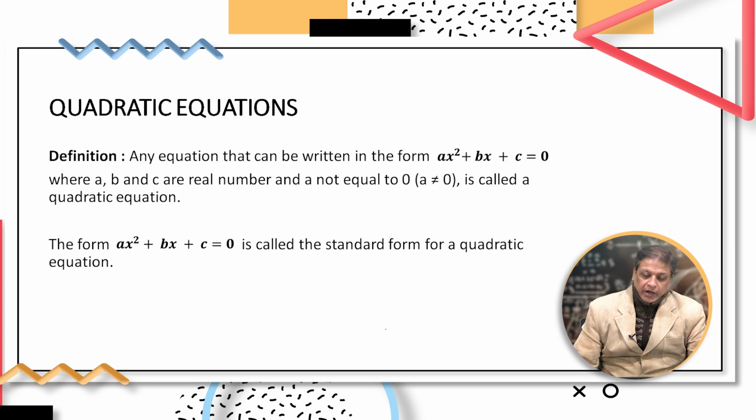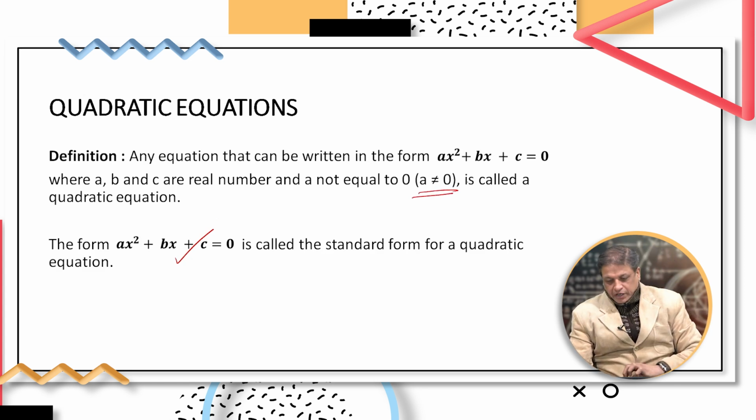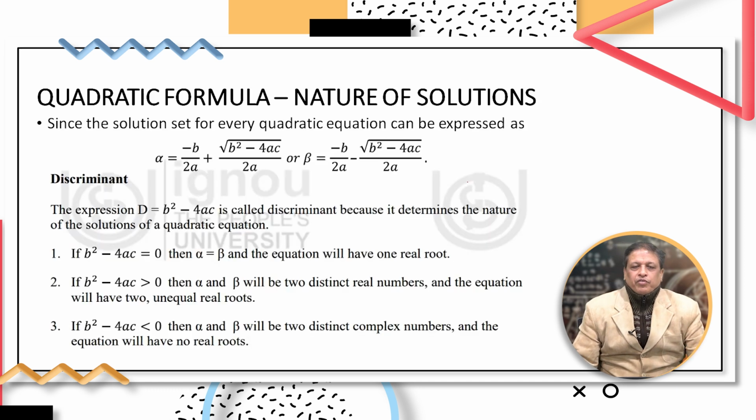In quadratic equations, we learned what a quadratic equation is, and we found that ax square plus bx plus c equal to 0 is a quadratic equation, where the coefficient of x square, that is a, should not be equal to 0. If coefficient a turns out to be 0, then this equation turns out to be a linear equation, bx plus c equal to 0. We learned how to find the quadratic formula and what the nature of the solutions is.